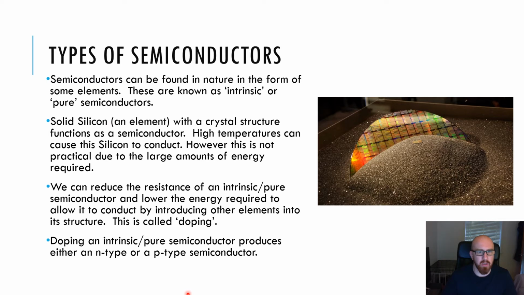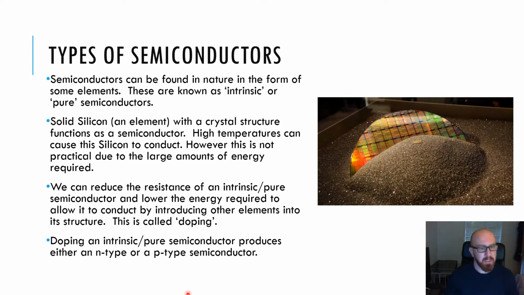Now, in order to keep that property but lower the amount of energy required, what we do is take that silicon and introduce other elements into its structure. What that does is change the energy bands. It reduces the size of the energy band, meaning that smaller amounts of energy can cause it to conduct electricity. When we introduce another element into the structure, this is called doping, and it reduces that energy gap. We can take an intrinsic or pure semiconductor and dope it to produce two different types of semiconductor, either an N-type or a P-type semiconductor.